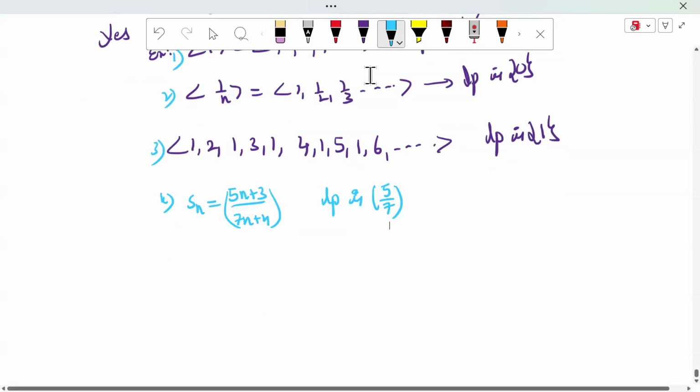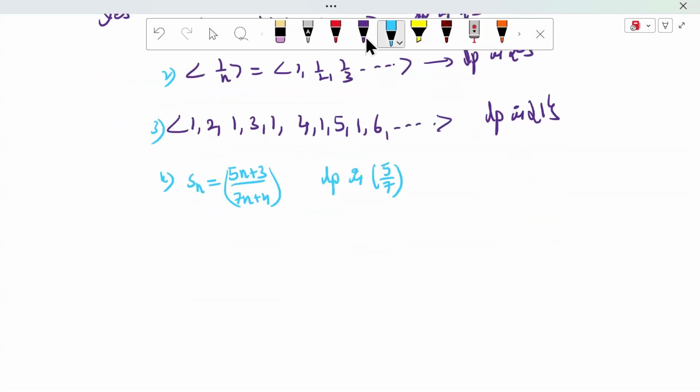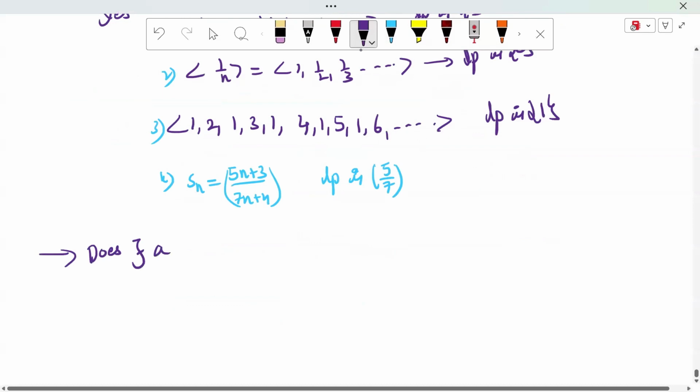Next question, sir. Does there exist a sequence with limit points?